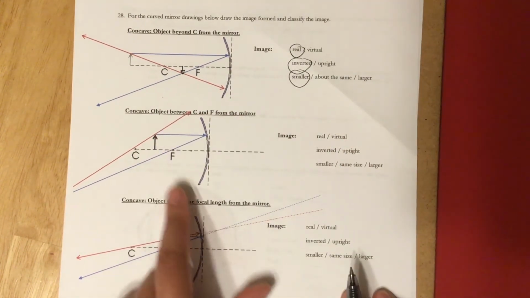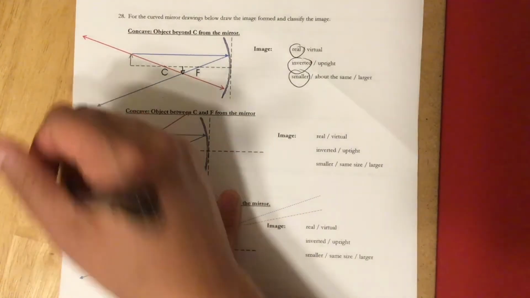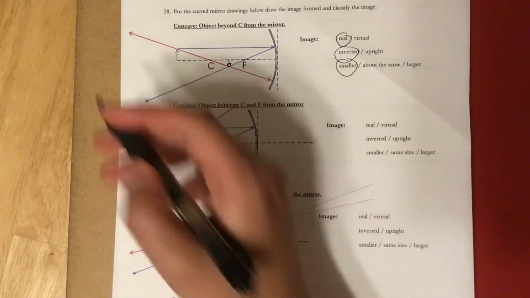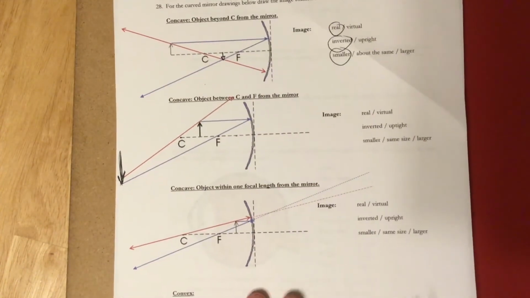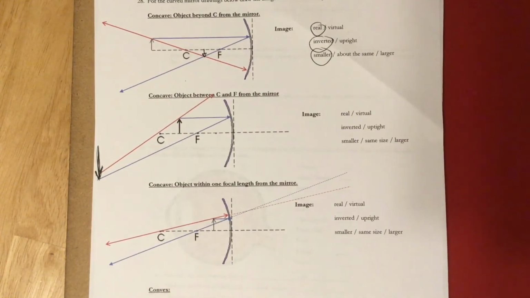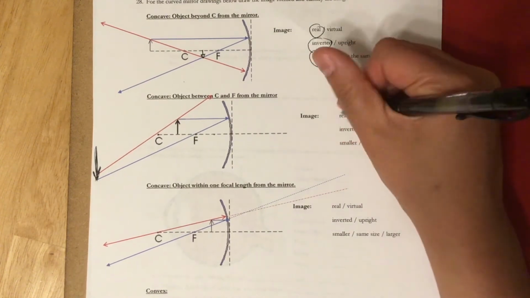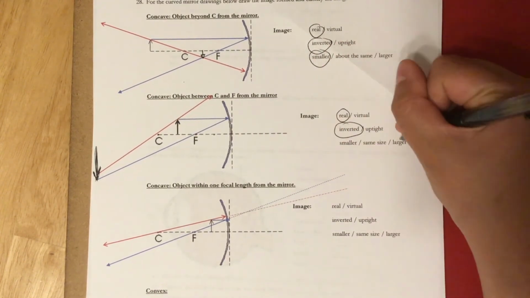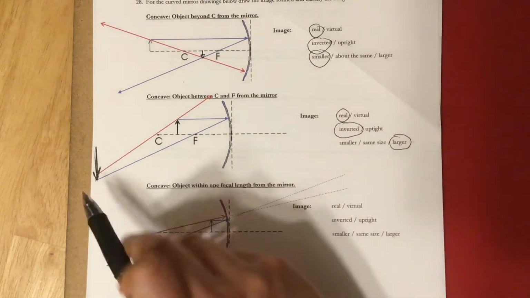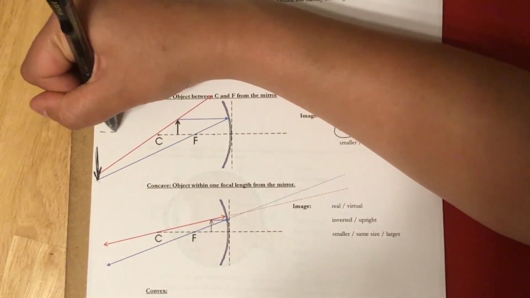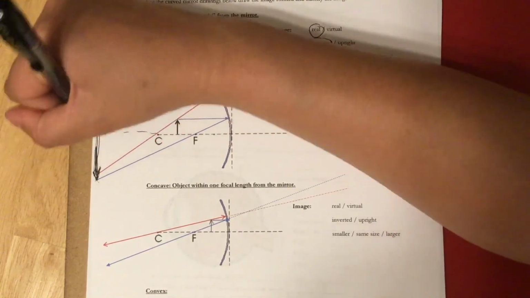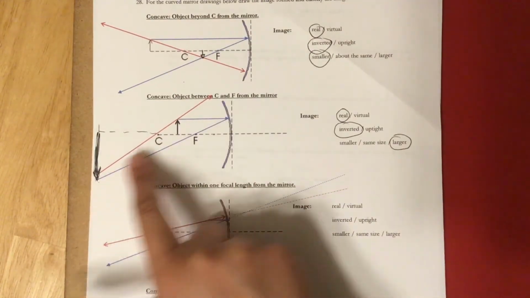This one appears really big. This is actually somewhere off the page over here. Kind of ran out of space. They literally will meet up. So that's real, therefore inverted, and that's larger. Because if that's the tip of the arrow, and the foot of the arrow has to stay on this principal axis, this is a significantly larger image than object.